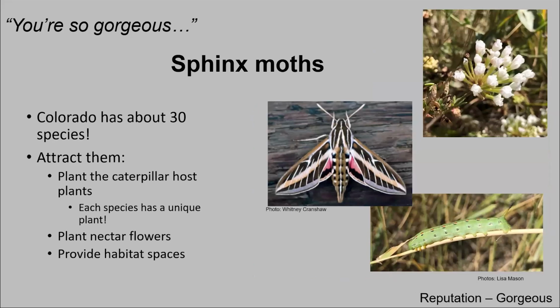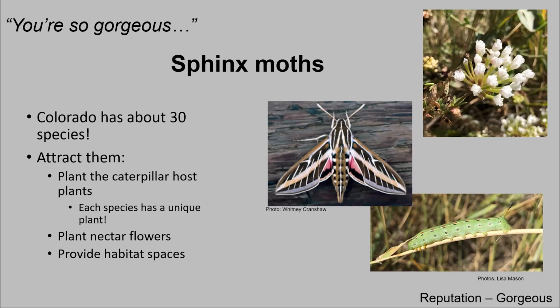Another gorgeous species we see are sphinx moths. We have about 30 species here in Colorado. Now, these moths are often confused with tomato hornworms. So tomato hornworm and tobacco hornworms are 2 out of 30 species. And so just like butterflies, each species has a different host plant. Now, tomato hornworms and tobacco hornworms do feed on our tomato plants, but all the other species host on a wide variety of other plants.